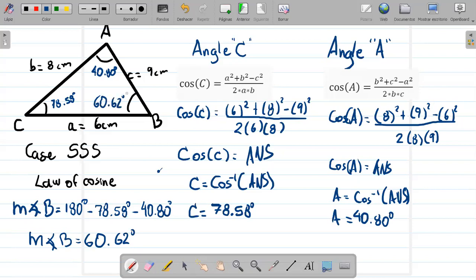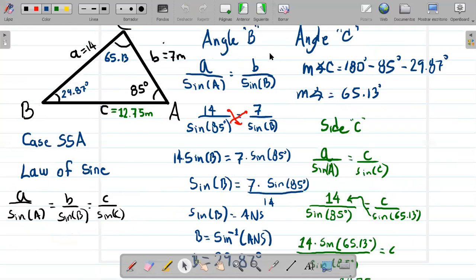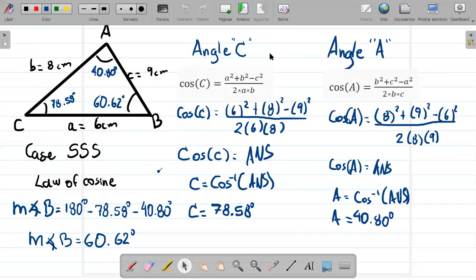And I want to show you something, because I already did this exercise with another class. You will see that the answers are very similar, just that probably the angles are in other positions. With this I finish because it's almost time. Here is the exercise. For example, angle B is 60.61. Is it angle B 60.62?